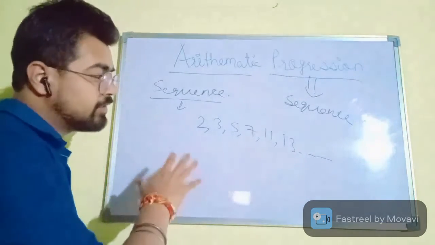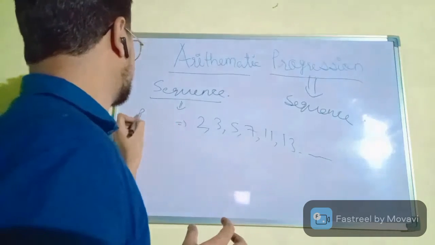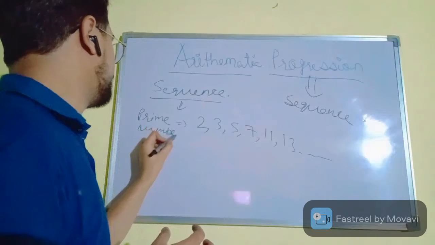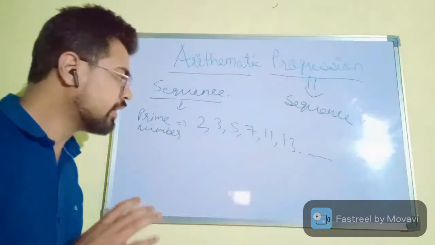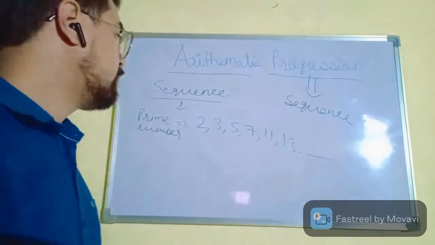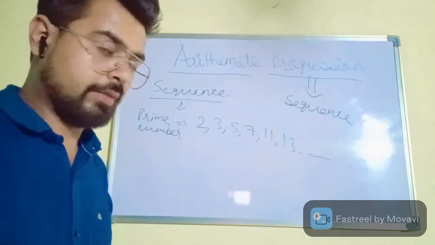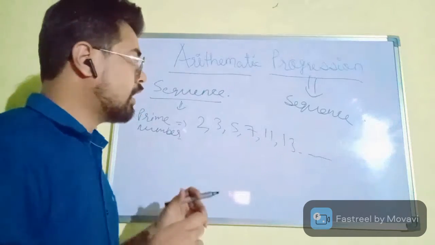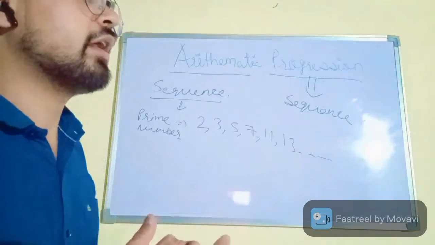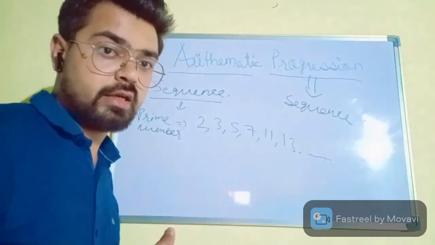What type of numbers are these? These all are prime numbers. Prime numbers have a certain type of rule, that they can be divisible by itself or 1 only. So a sequence is a collection of numbers which follow a certain rule only. It can be anything.